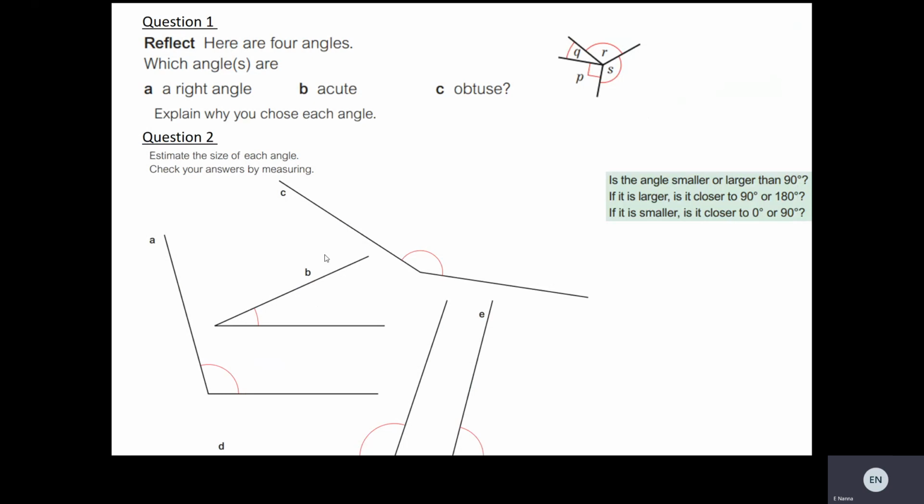Which angle or angles are acute? Which angle or angles are obtuse? You need to explain why you chose each angle. Well done. If you were able to choose the first one, P would be a right angle.